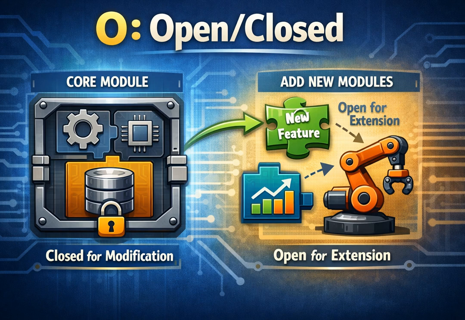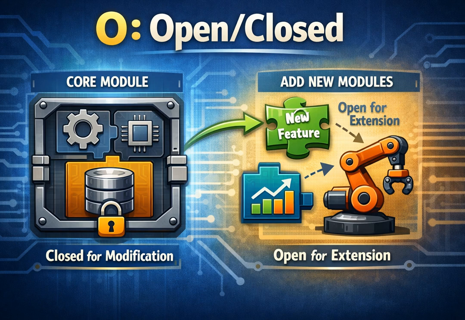A classic example is a shape drawing application. Instead of modifying a drawing class every time you introduce a new shape like a circle or triangle, you can design an iShape interface. New shapes would implement this interface, and the drawing class would work with the iShape interface, allowing new shapes to be added without changing the drawing class itself. OCP promotes stable and robust systems by preventing changes in one part of the code from affecting others.